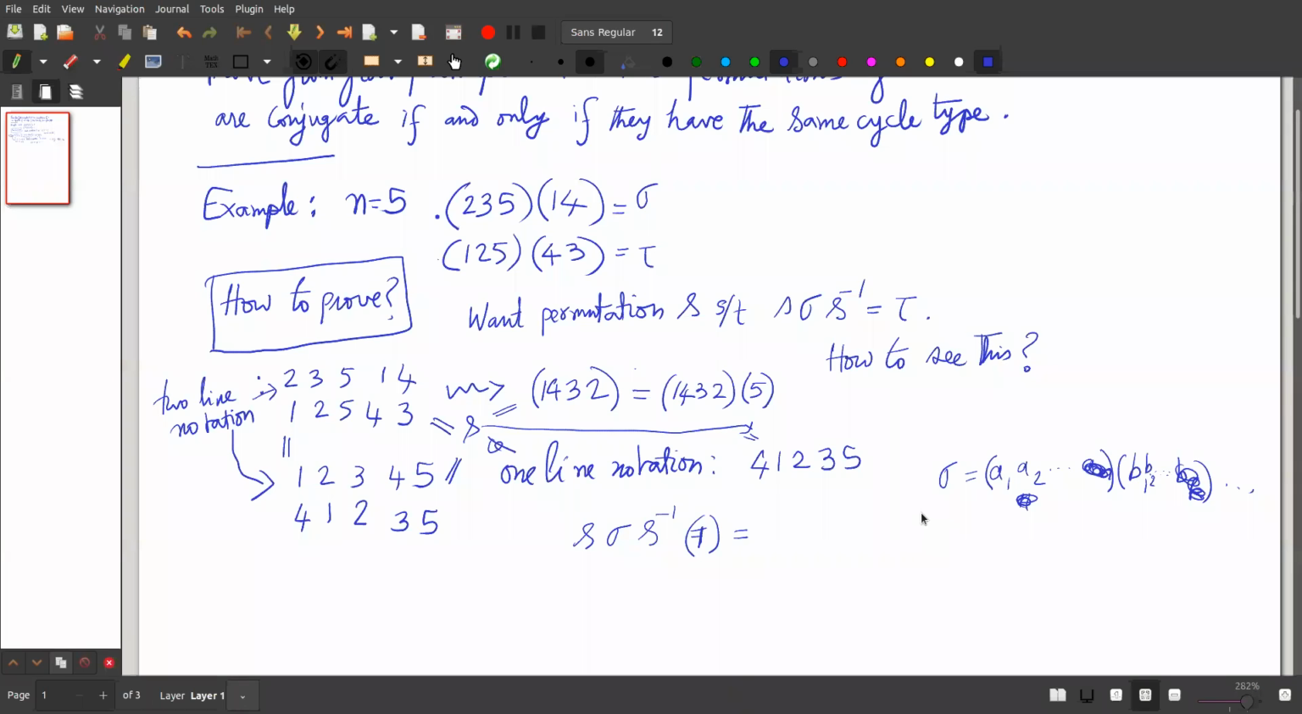Then S sigma S inverse is nothing but S of A1 goes to S of A2, S of A2 goes to S of A3, and so on. Okay, so this is a very important observation. Thank you. What you're saying, very good. Yeah, this is correct.